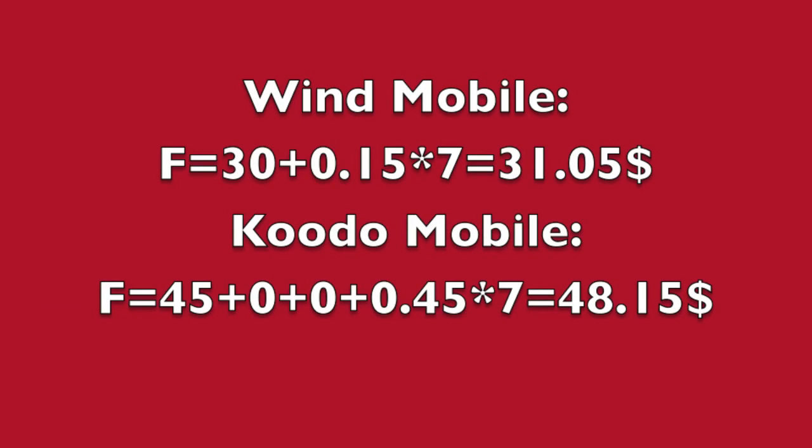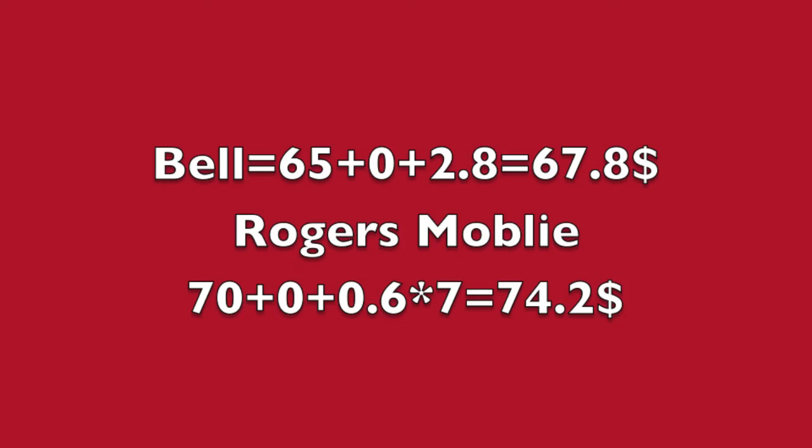Here's the calculation for my data. After I put all the information into the formulas, for Wind Mobile I found out that it costs me a minimum of $31.05 each month. Then for Koodo Mobile, it appears that it costs me a minimum of $38.15, and the two zeros signify the overage of data and local calling, which I don't really need to pay.